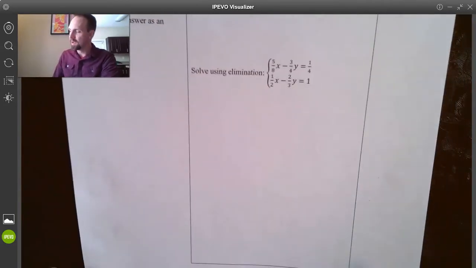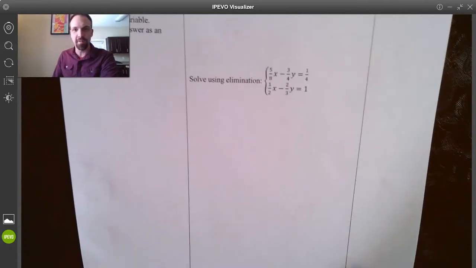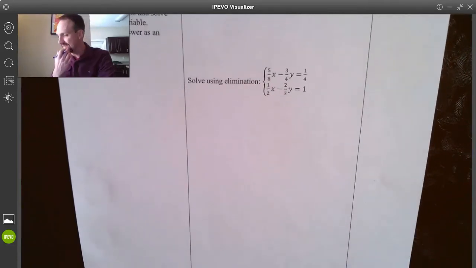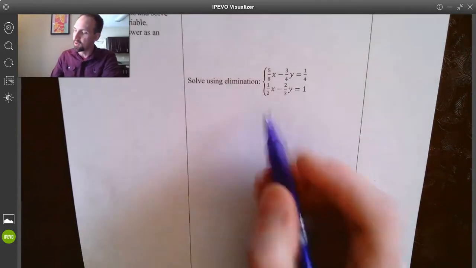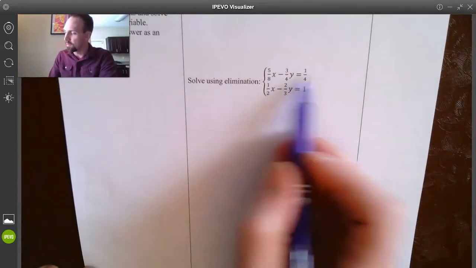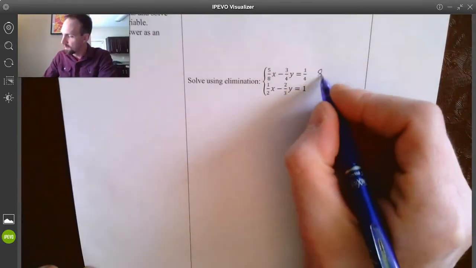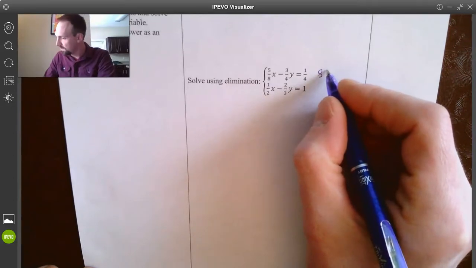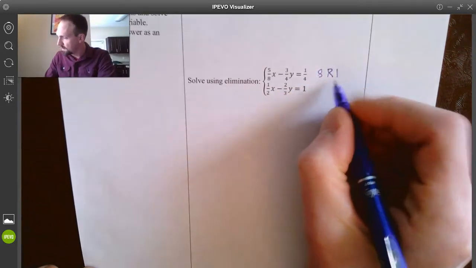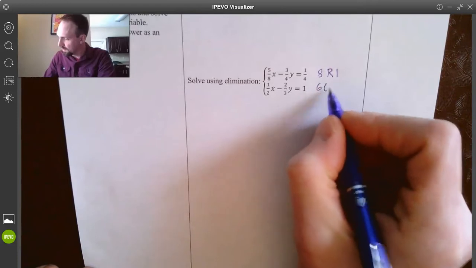For this bottom one here, it's a little bit dicier with all these fractions. I think the best thing to do is to actually clear the fractions first before you start going through and trying to solve using elimination. So we're actually going to clear the fractions. So this is just a review with that. So multiplying through by 8. So I'm going to multiply 8 times row 1. And then it looks like 6 times row 2.